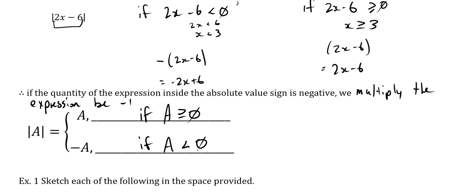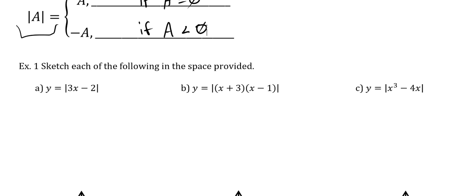Anyway, not super important right now. You'll see why it is relevant, but that's an important notation that we have different cases. And we say if A is this, we use this one. If A is this, we use that one. Kind of interesting. Okay, so one of the things we are doing today is sketching some absolute value functions.